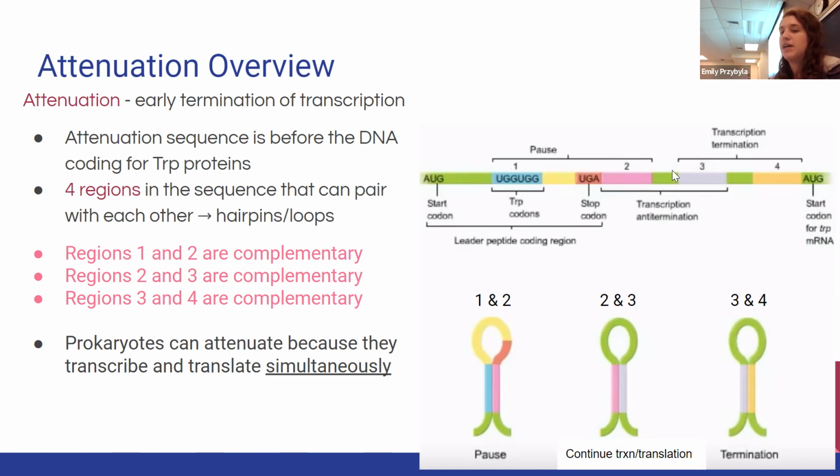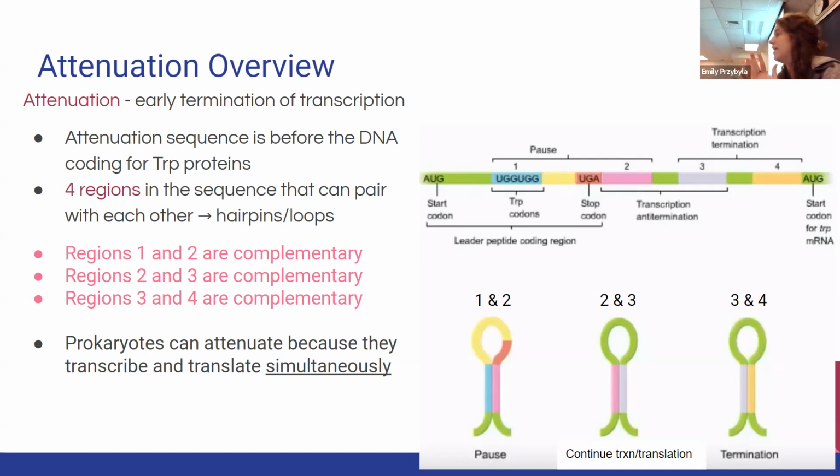So 2 and 3 have hairpinned. And by the time 4 is made, they're still hairpinned. So 3 can't hairpin with 4. And we like that and we keep going. The issue is if we get off of 1 in time for it to hairpin with 2.